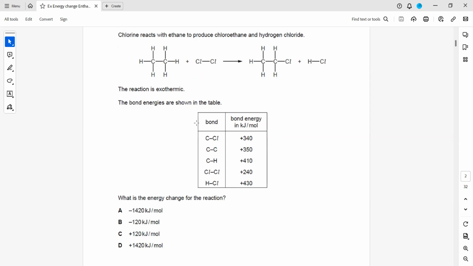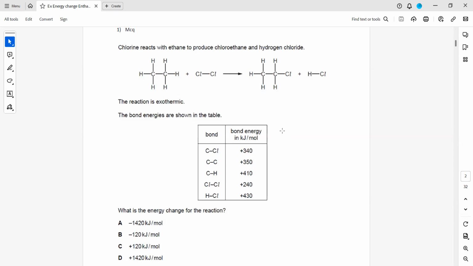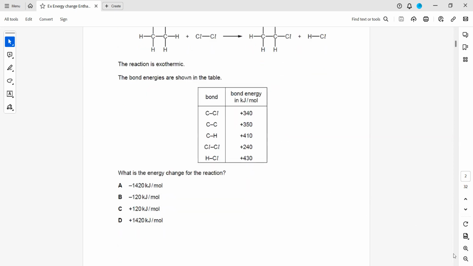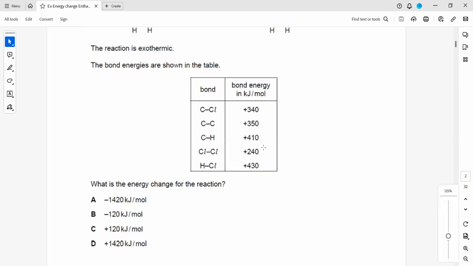The reaction is exothermic. And what is the energy change or enthalpy change? First thing, because this reaction is exothermic, the energy change must be negative. So it cannot be C or D. It is impossible, because C and D are positive energy changes, and positive energy change is for endothermic reactions.